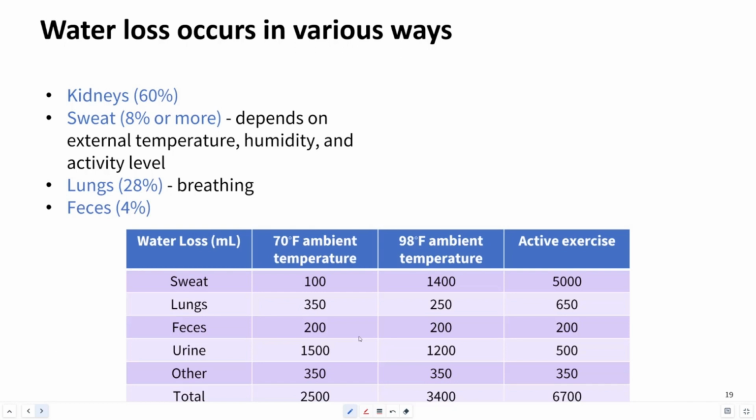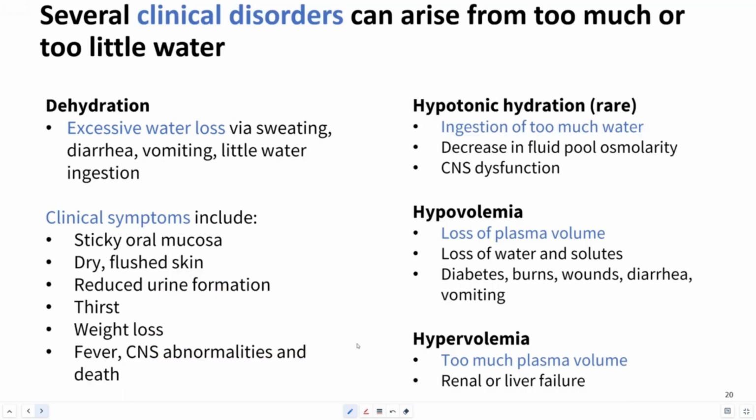Let's remember that the only physiological mechanism to control fluid output is the hormonal control of urine output. Fluid imbalances can change the osmolarity. Dehydration, not due to isotonic fluid imbalance, results from profuse sweating, diseases like diabetes mellitus, as well as even hyposecretion of ADH. This will cause an increase in water loss without an increase in solute loss. This can be problematic. Some of the clinical symptoms include sticky oral mucosa, dry flushed skin, reduced urine formation, thirst, weight loss, fever, and even death.